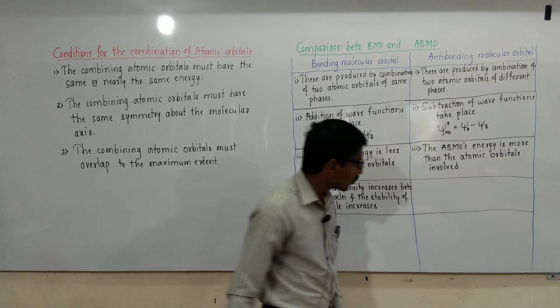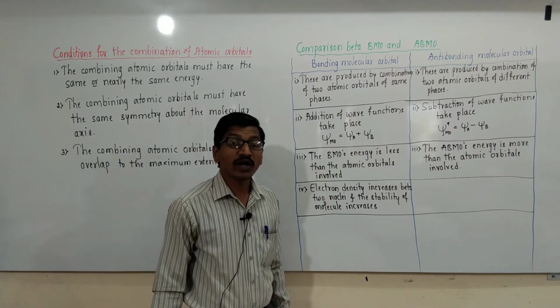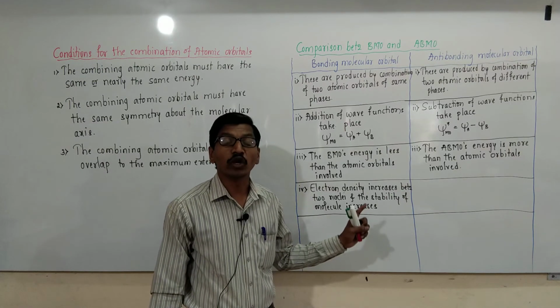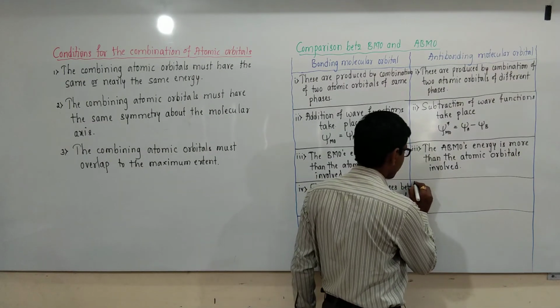In case of antibonding molecular orbital, the electron density decreases between two nuclei and the stability of molecule decreases.